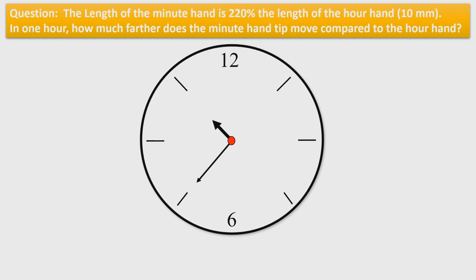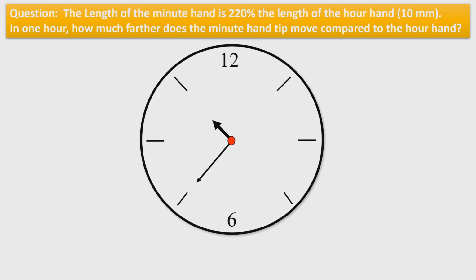Now the question here today is: the length of the minute hand is 220% the length of the hour hand, approximately 10 millimeters. In 1 hour, how much farther does the minute hand tip move compared to the hour hand? Now pause right here if you want to solve it for yourself, but follow along as I go through it with you. Now we know that the minute and the hour hand go in the same rotation.